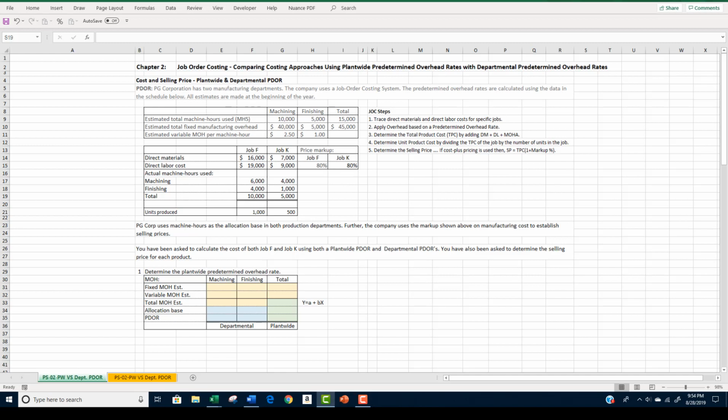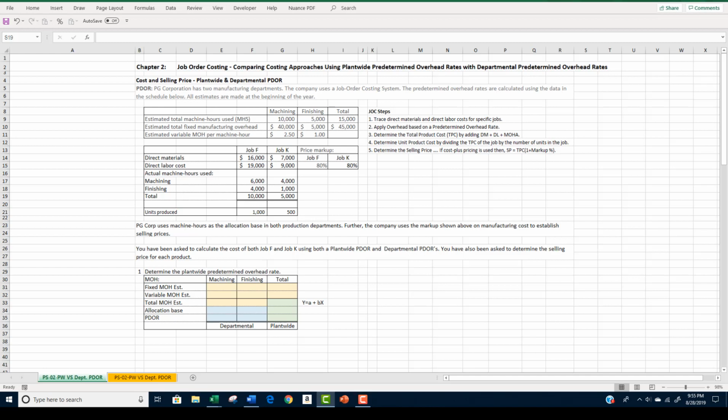PG Corporation has been using a plant-wide predetermined overhead rate to cost its products. You've been asked to determine the total cost, the unit cost for each product, and the selling price for both Job F and Job K. The Job F order includes a batch of 1,000 units, while the Job K includes a batch of 500 units. You are to use a plant-wide predetermined overhead rate as well as departmental predetermined overhead rates, and determine the cost differences for each.